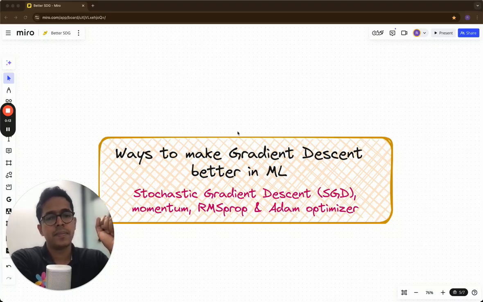This is the start of a new module consisting of 4 lectures on ways to make gradient descent much better in machine learning. Specifically, we'll be looking at stochastic gradient descent, momentum, RMSProp, meaning root mean square propagation, and the Adam optimizer, which is probably the most famous optimization algorithm in the entirety of machine learning.